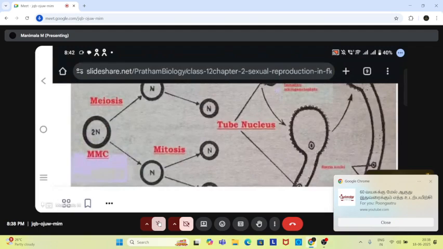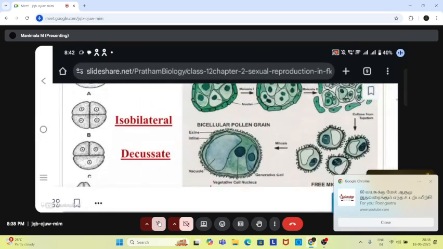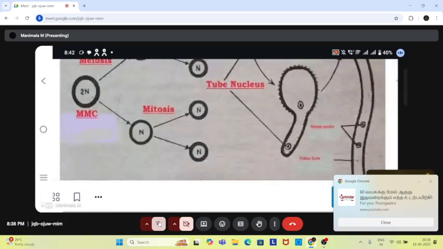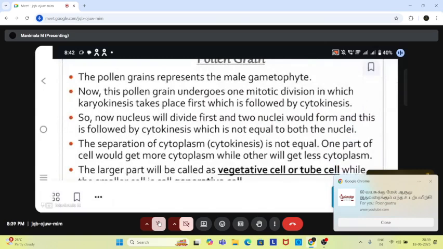Okay, the sporogenous tissue undergoes mitotic cell division and forms what? The tetrad formation. Here the tetrads will be formed. Now we are going to see about pollen grains. Pollen grains we can call the male gametophyte. We can also represent them as the male gametophyte. And a pollen grain or microspore, we can also call it that.